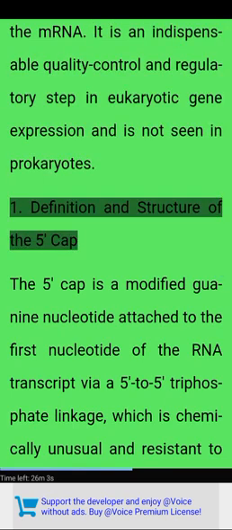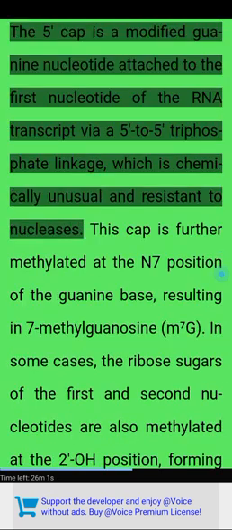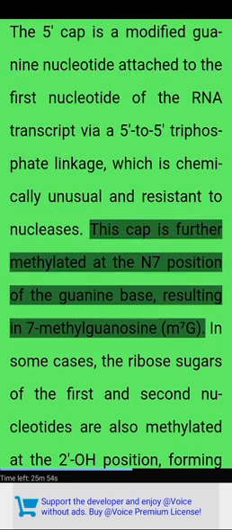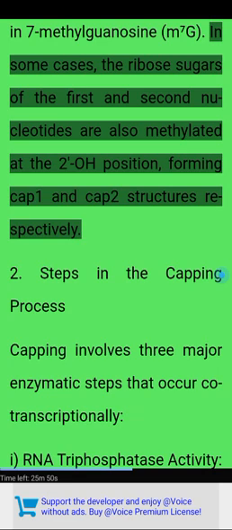1. Definition and structure of the 5' cap. The 5' cap is a modified guanine nucleotide attached to the first nucleotide of the RNA transcript via a 5' to 5' triphosphate linkage, which is chemically unusual and resistant to nucleases. This cap is further methylated at the N7 position of the guanine base, resulting in 7-methylguanosine, m7G. In some cases, the ribose sugars of the first and second nucleotides are also methylated at the 2' position, forming cap 1 and cap 2 structures respectively.